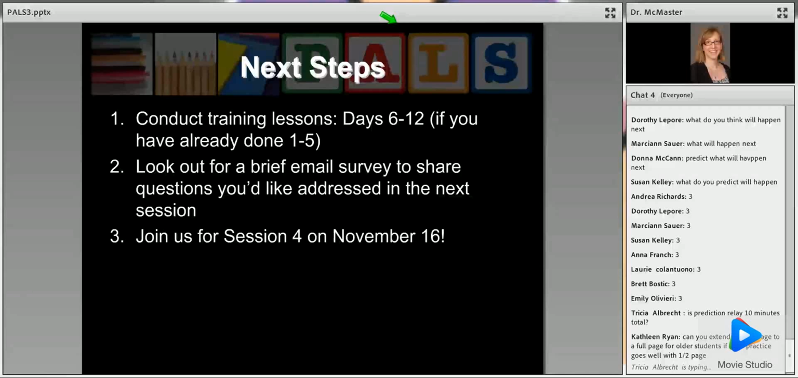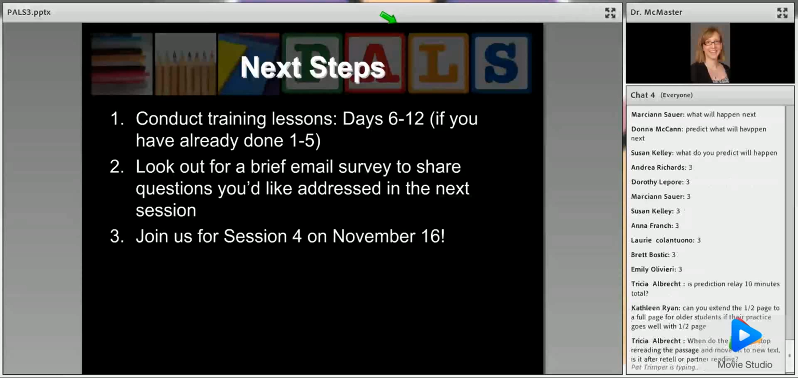Kathleen has a good question. Can you extend the half page to a full page for older students if their practice goes well with a half page? Yes, I think you can always make adjustments to the amount that they're reading and predicting. Sometimes a half page might not be enough. Sometimes it might be too much. So you can make adjustments based on the particular needs of your students. Again, I would just caution that you don't have them making predictions too far out. We really want it to be the next thing that's going to happen.